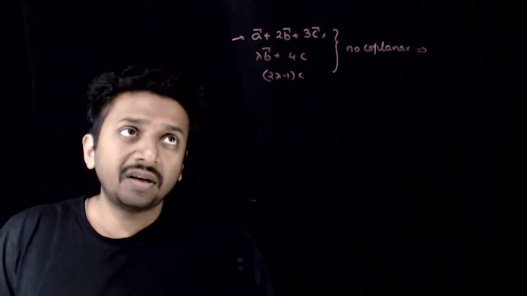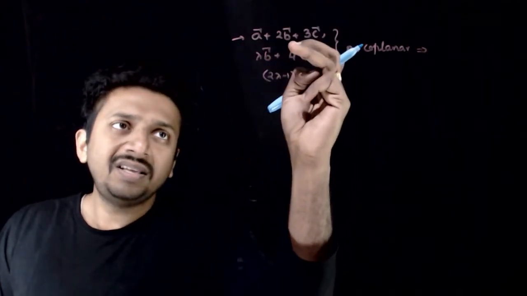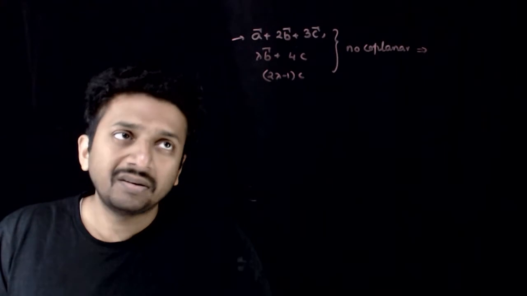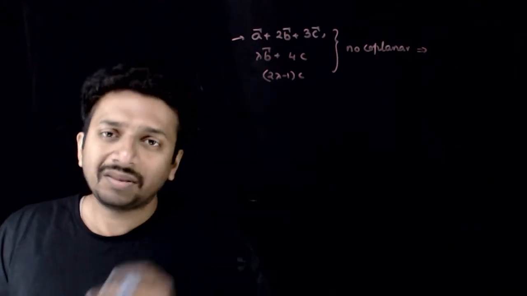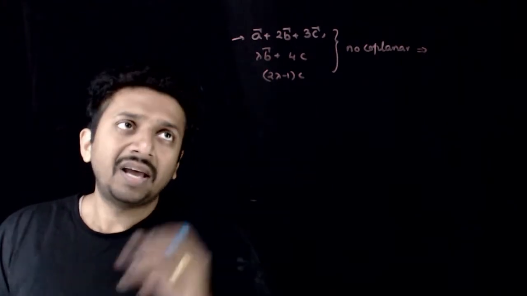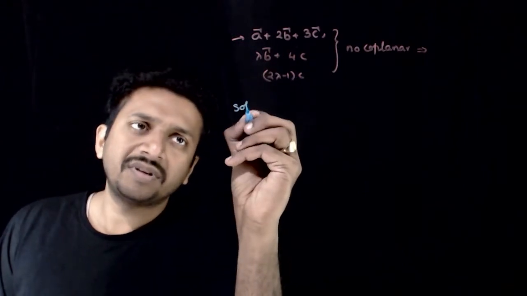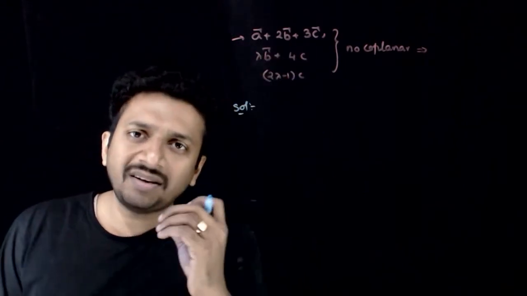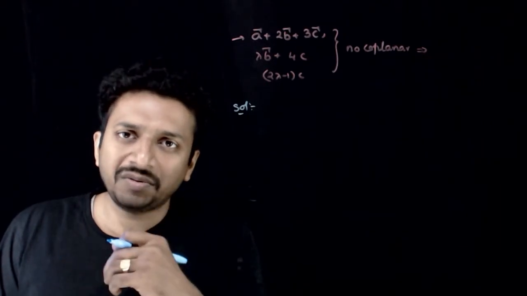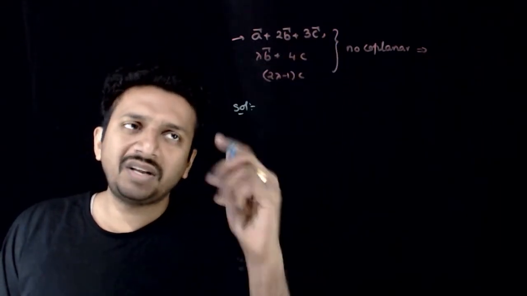So welcome students. In this question it's given that these three vectors are non-coplanar. So what can you say about the number lambda? That's the question. And it's given that A, B, C are non-coplanar vectors. So obviously if three vectors are non-coplanar, their box product should not be equal to 0. So what is the box of these three vectors?